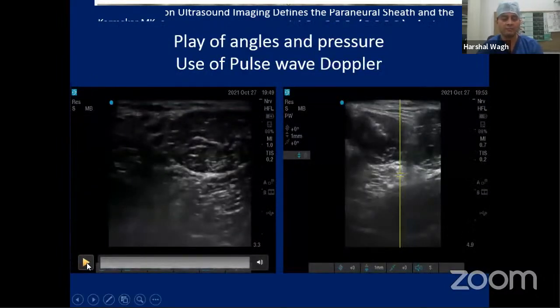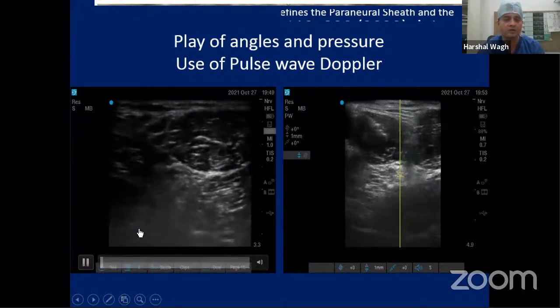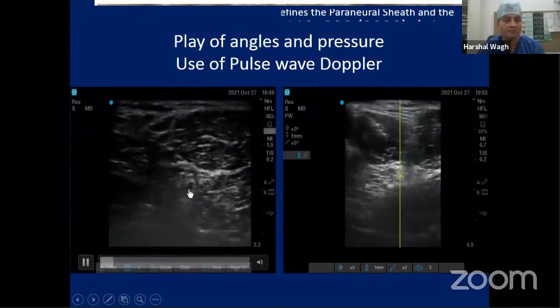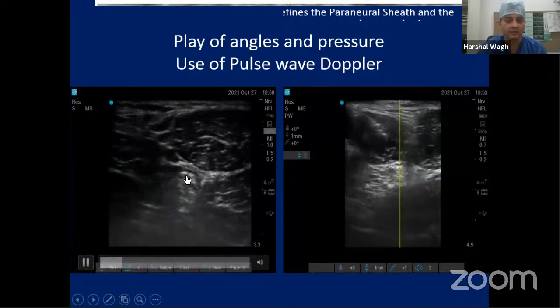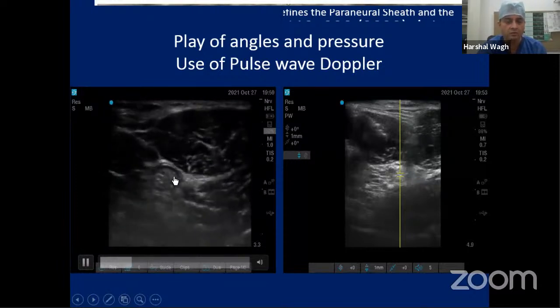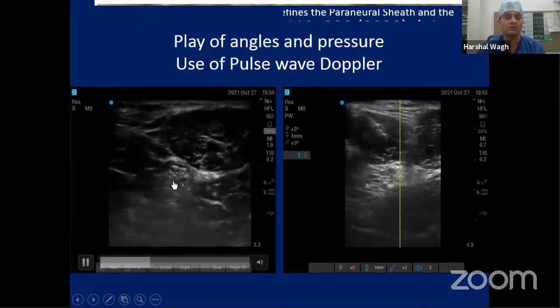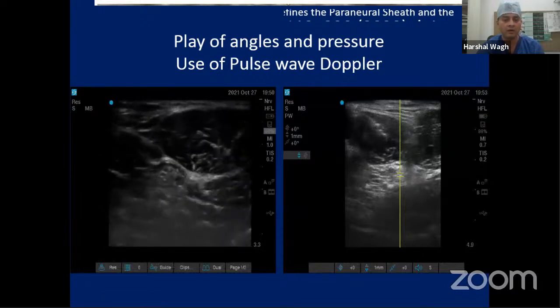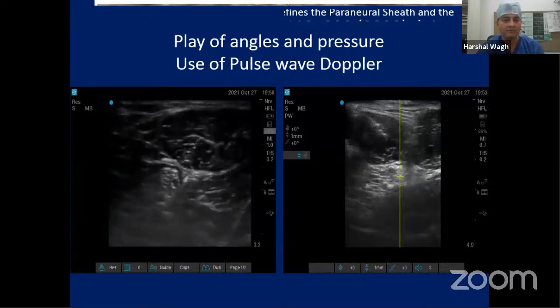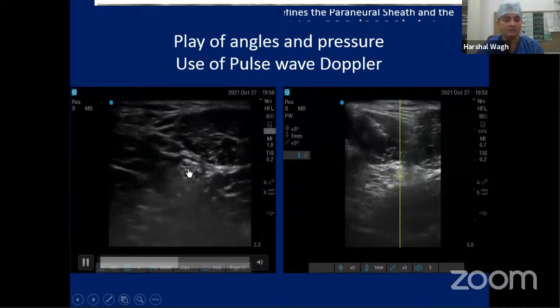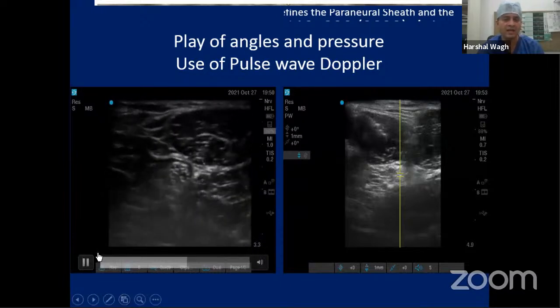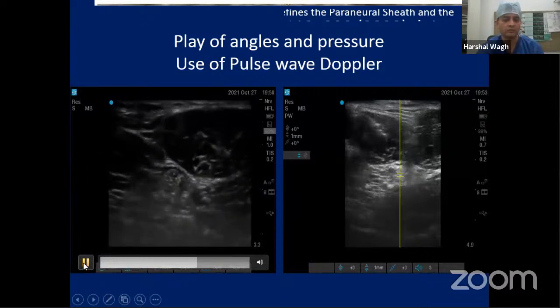Again, this is my popliteal nerve at sort of the mid-thigh level. When I've kept the probe, you cannot make out any neural structure in that scan, but with a little bit of pressure, a little bit of tilting, a play of angles, the sciatic nerve starts to come into the picture. So a little movement, pressure, rotation and tilting of the ultrasound probe will help in identification of the sciatic nerve in any area. You can do those play of angles.